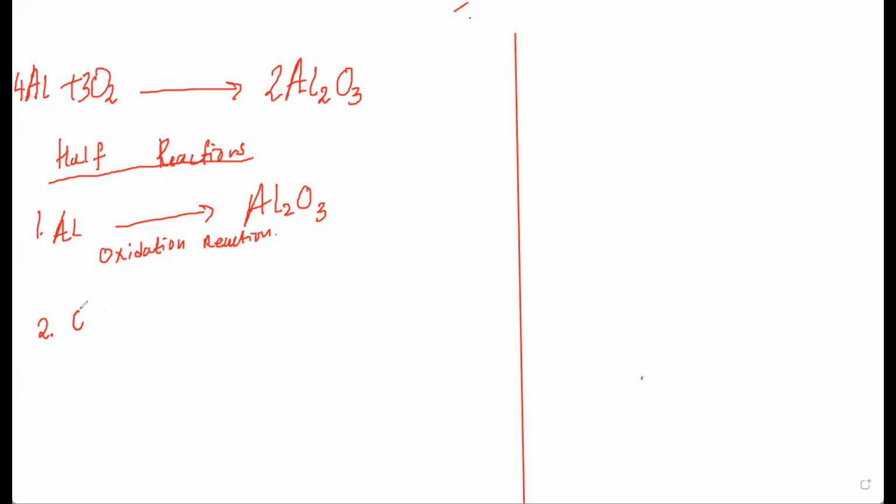Then we have half reaction number 2: O2 to Al2O3. What happened to oxygen then? Did it get lost or did it gain? It lost its identity, because it existed as an independent entity and now it exists as a compound. So this is the reduction.